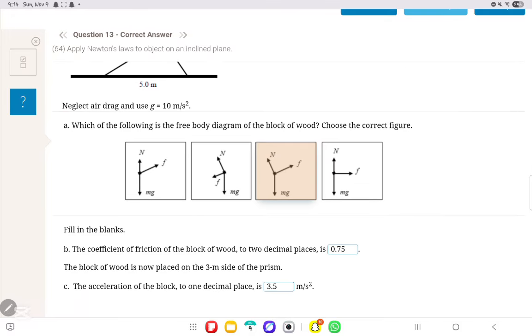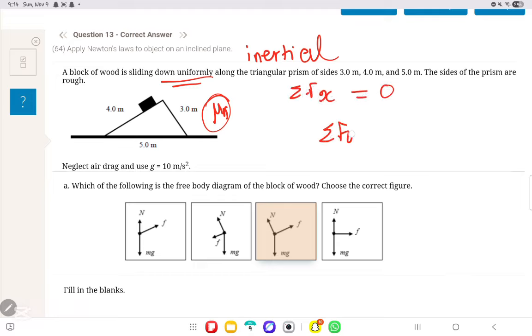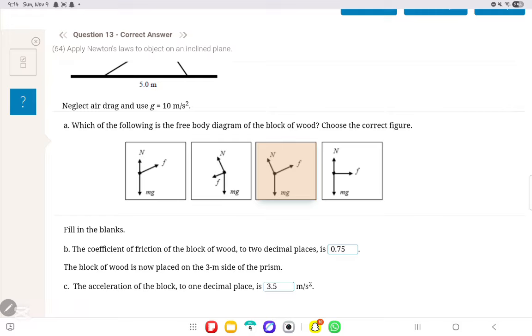Now they want us to find the coefficient of friction of the block of wood to 2 decimal places. So they want us to find mk. Why? Because if it's sliding down uniformly, that means the friction that we have is mk. But if it's sliding down uniformly, that means it's in an inertial state. So sigma fx equals 0, sigma fy equals 0. So we need to find mu k. We know that mu k times the normal push is equal to fk. So mu k is equal to fk over n.